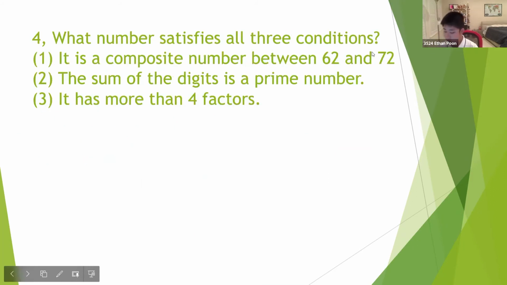And for number four, what number satisfies all three conditions? One, it is a composite number between 62 and 72. Two, the sum of the digits is a prime number, and three, it has more than four factors. So I'm going to give you a couple of minutes, maybe one or two, to solve this problem.